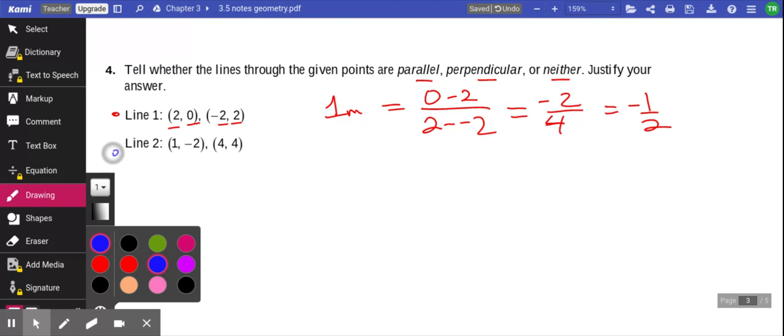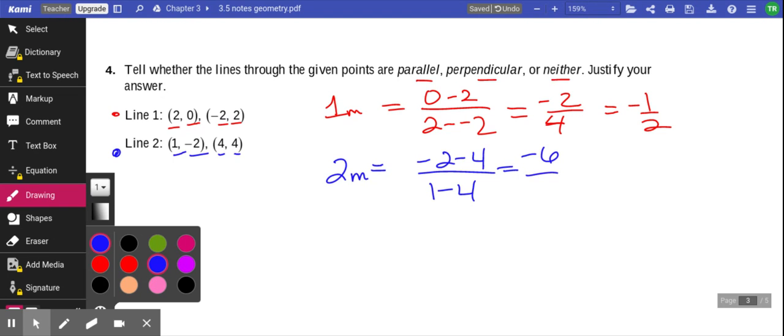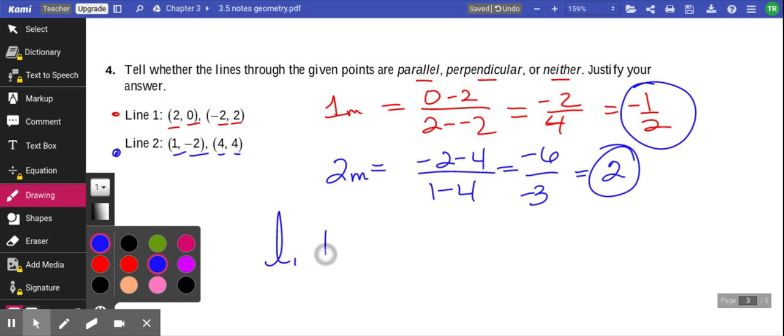And then on line 2, the slope of line 2, I'm going to subtract the y's. So -2 minus 4. I'm going to subtract the x's, 1 minus 4. And so here I have -6 over -3, which is 2. These two slopes, they are opposites. One's positive, one negative, and they are perpendicular. So that means line 1 is perpendicular to line 2.